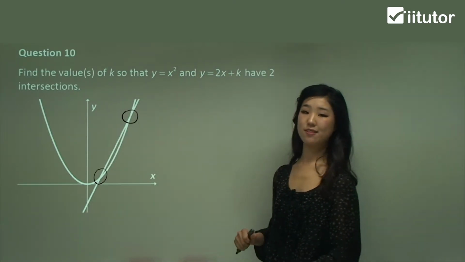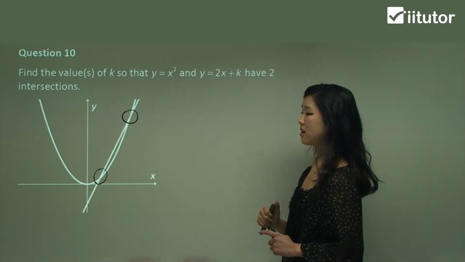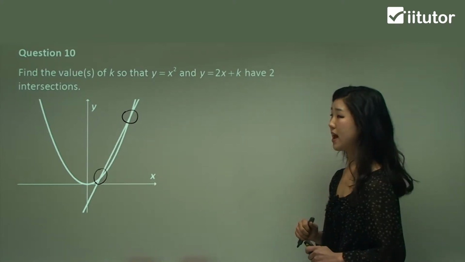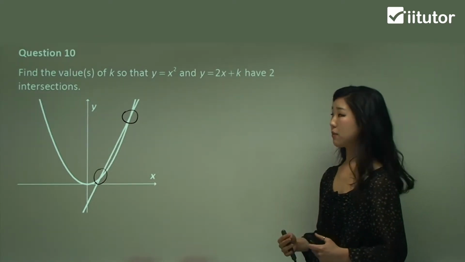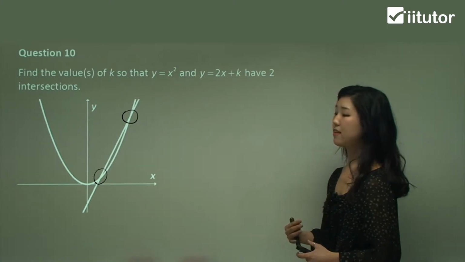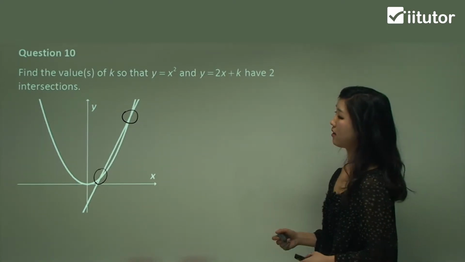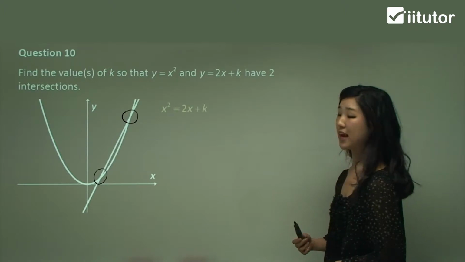So I have two intersections. So I've got a clear understanding of what the diagram looks like and how they're going to work with each other. So now I'm going to do the usual thing. I'm going to try to do the same process as I did for question 9. Okay, so I'm going to start by solving simultaneously.